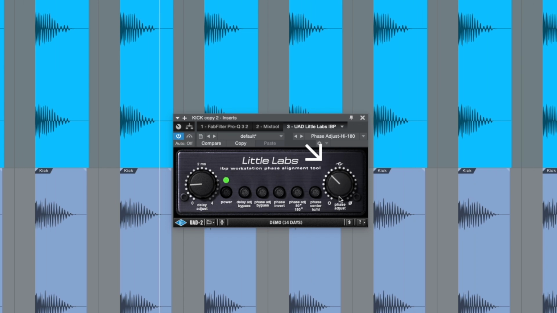Listen to how much the kick changes when I shift the phase. I generally move it around until I find the place where the kicks sound the most full, punchy and defined.